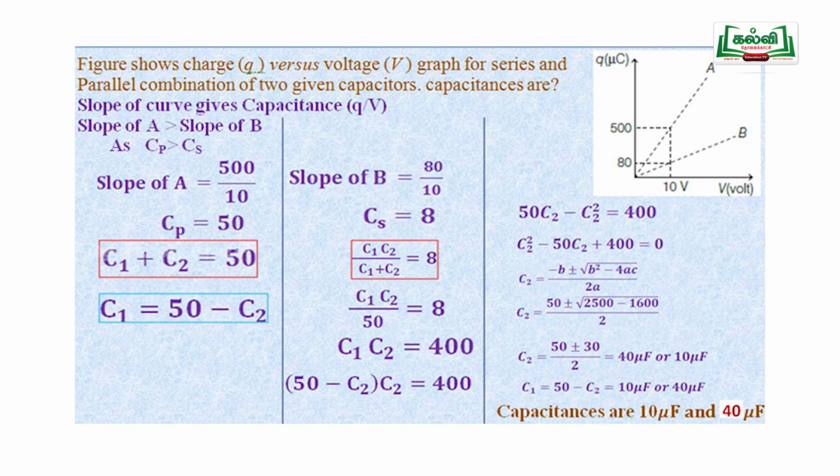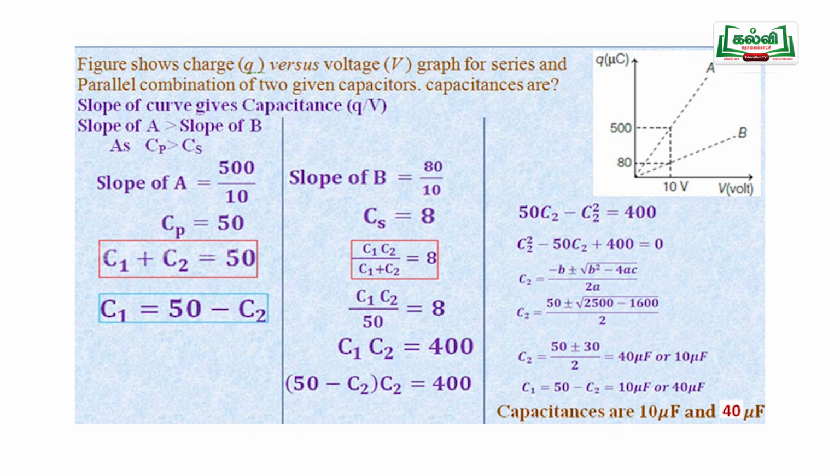Since CP is greater than CS, CP is equal to 50. CP is C1 plus C2 equal to 50. Next, the slope of B, 80 by 10, which is nothing but CS equal to 8. So the B curve represents which one, CS or CP? CS, since its slope is lesser. So CS is equal to 8. The CS formula is C1 C2 by C1 plus C2, which is equal to 8.